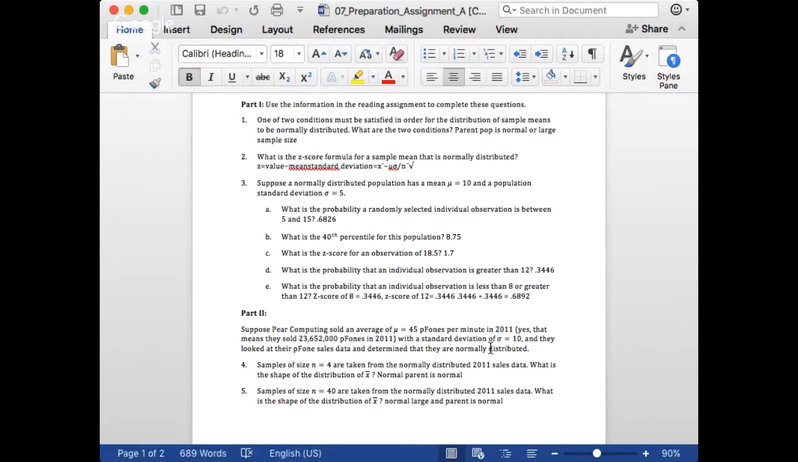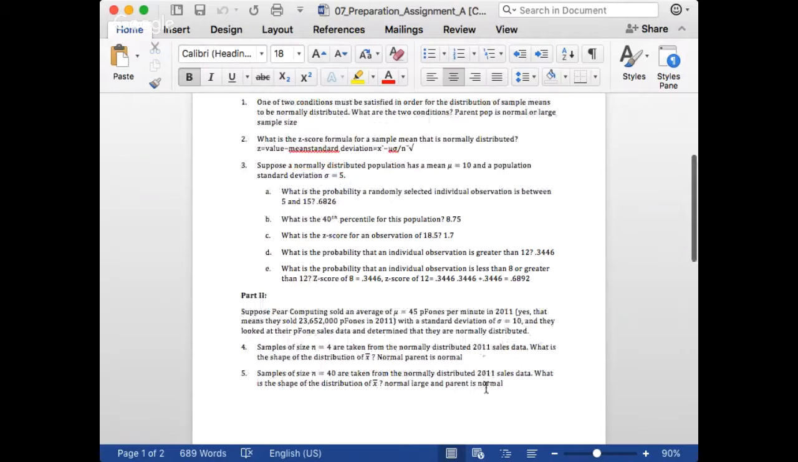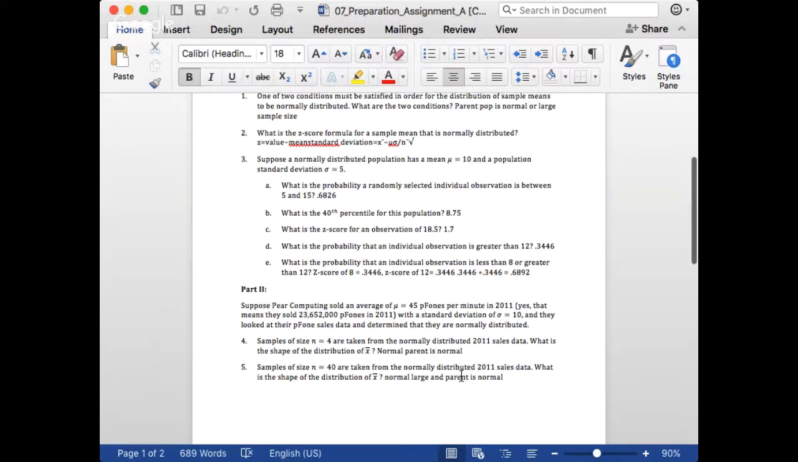So question 4: a sample size n equals 4 is taken from normally distributed 2011 sales data. What is the shape of the distribution? Normal, right? This one's easy because it's a normal parent population, so normal distribution. Question 5 is sample size n equals 40, taken from the same data. What is the distribution? It's a double whammy: the parent is normal and the population size is large, so it has to be normal.